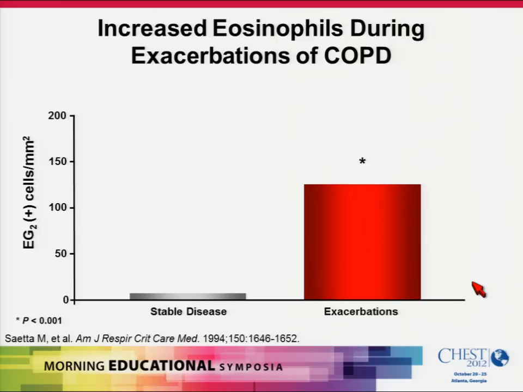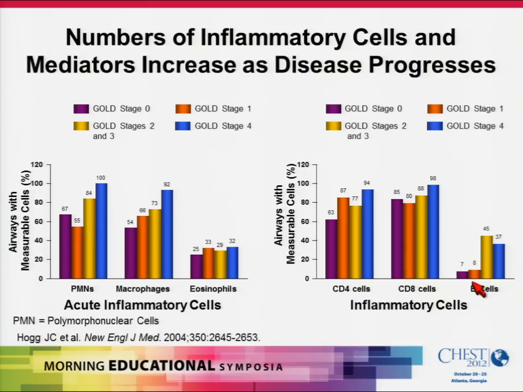In this study from Maria Saeta, indeed, during the exacerbation, eosinophil, in this case looking at a marker of eosinophils, it goes up, and other studies have shown certainly increased numbers of eosinophils in the COPD exacerbation. And indeed, Jim Hogg told us that when one looks at the airways of the COPD patient, looking at various gold stages, remember the old days we had gold stage zero, but looking at milder, more moderate, and some more severe patients with COPD, that he showed that polys, macrophages, and eosinophils increased in these airways.